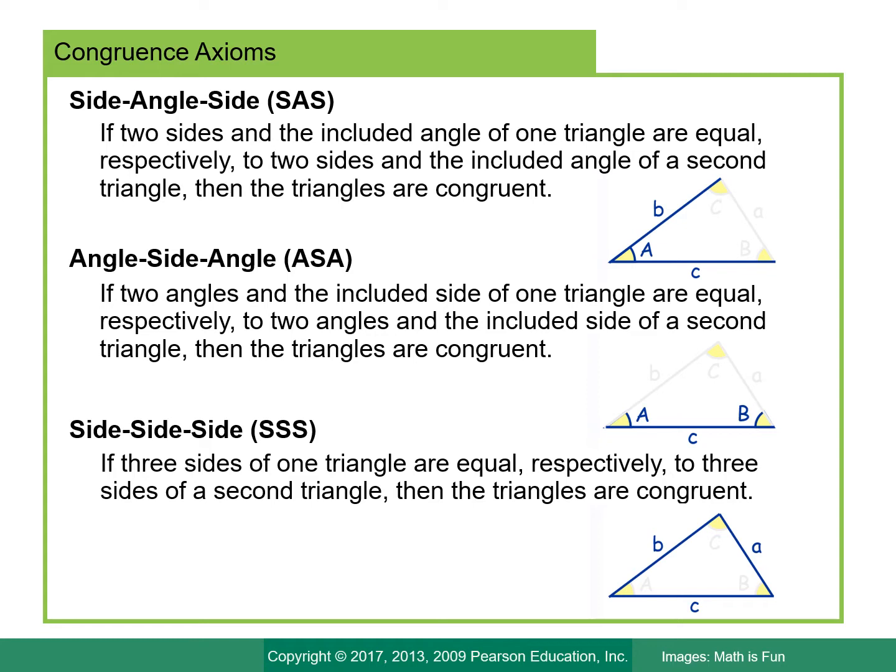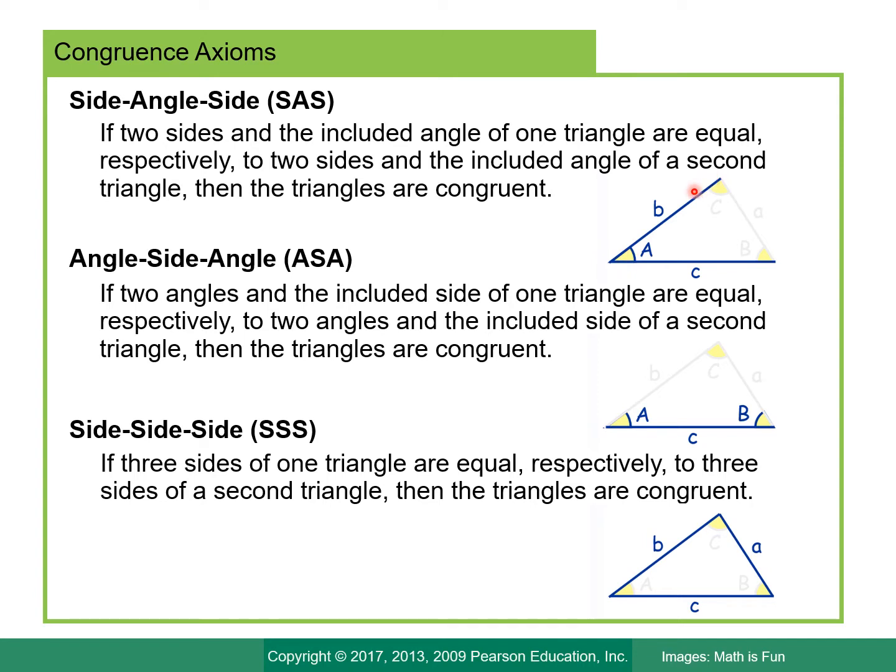And so given a few pieces of the triangle, like for example, two sides and an angle in between, we can find the remaining pieces of the triangle. And we can find what's called a congruent triangle, which means it has the same side lengths and same angle measures. So first, side angle side is if we know two sides and the included angle.